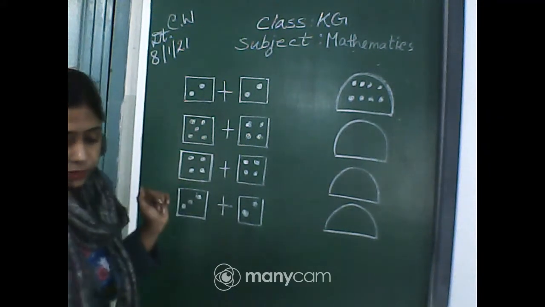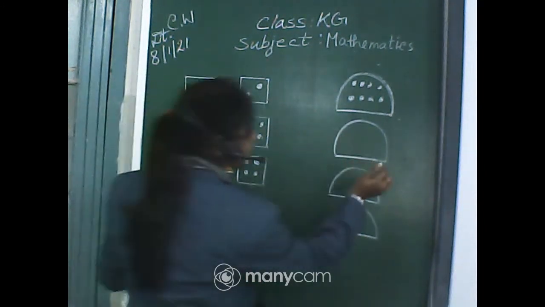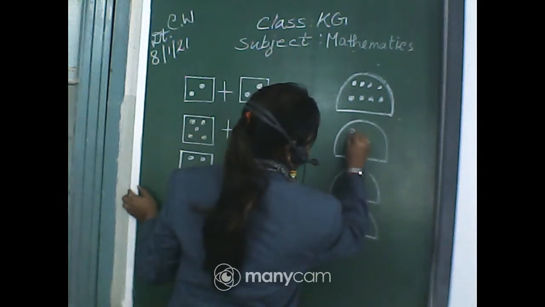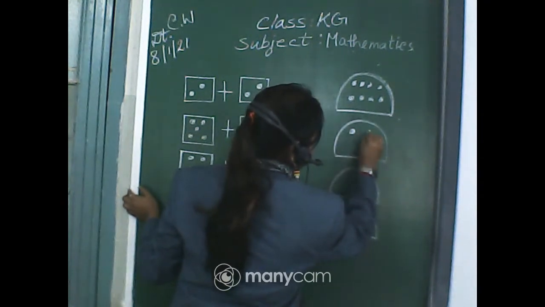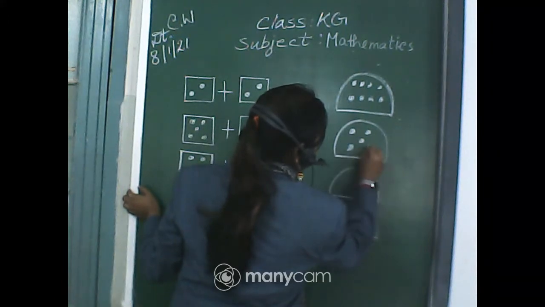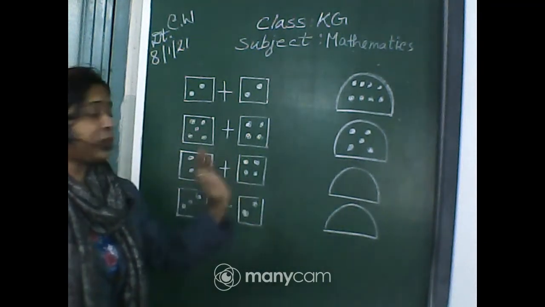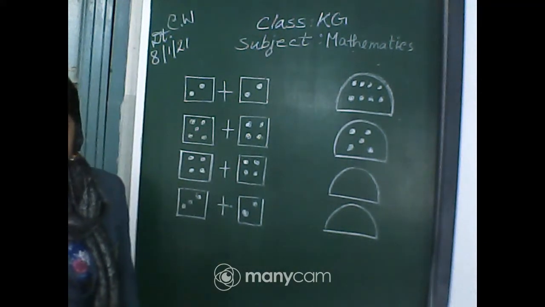Now the second one, 5 dots you should draw. 1, 2, 3, 4, 5. In the second semicircle you should draw 5 dots. Okay, 5 dots.